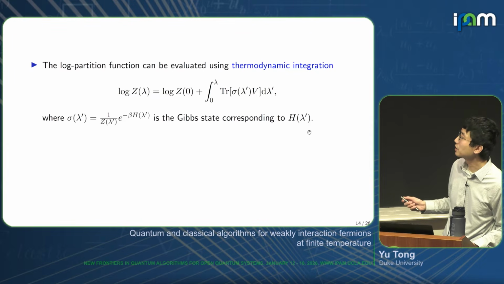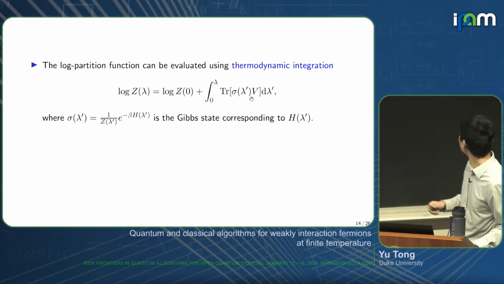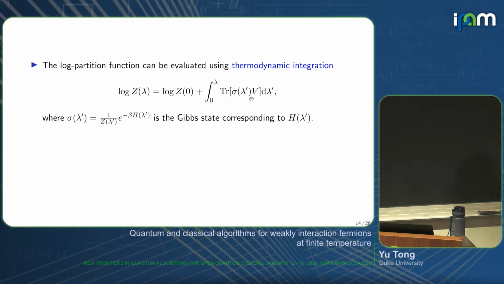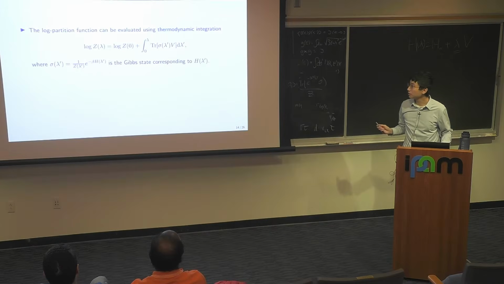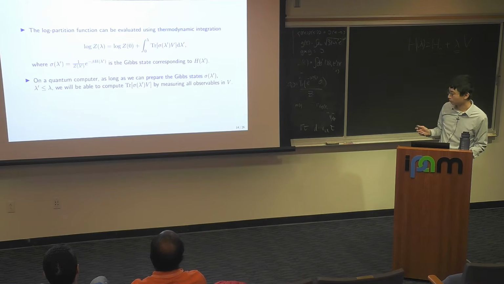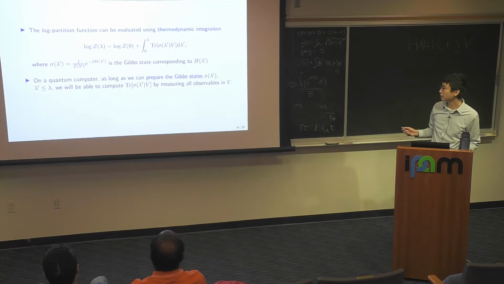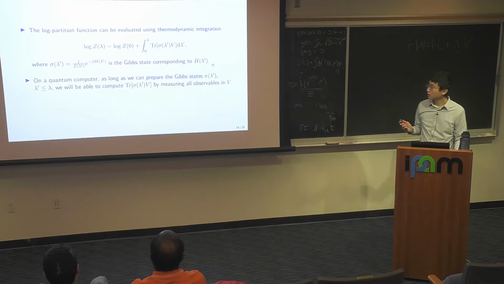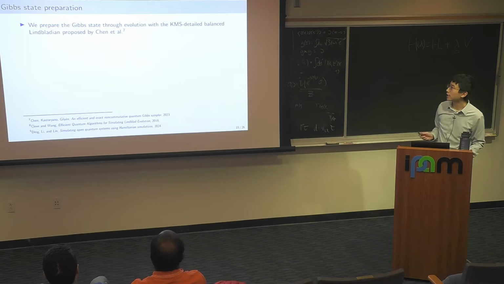So if you can prepare this thing, then what you do is you just measure this expectation value corresponding to the operator v here. That you can always do efficiently. So this is what allows you to compute the log partition function. As long as you can prepare the Gibbs state, you can do that. So then the question is, how do you prepare the Gibbs state?